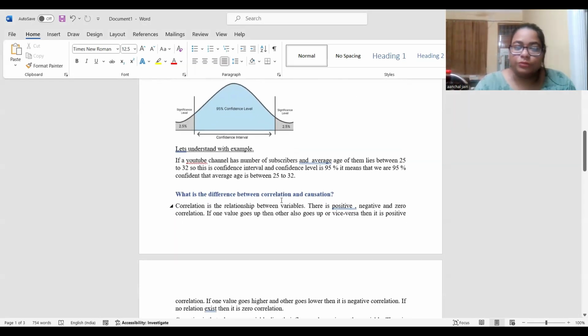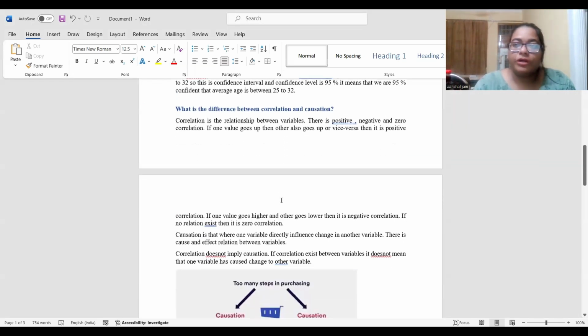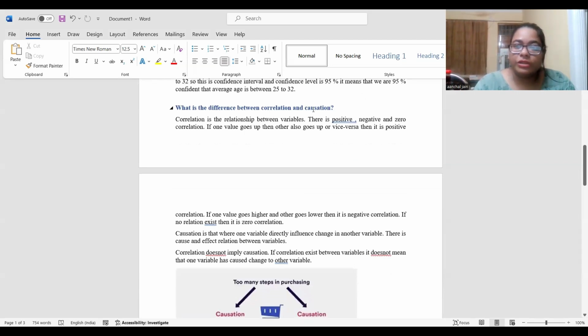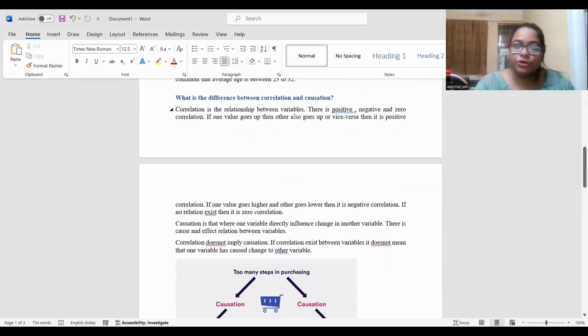Now, let's move into the next question. What is difference between correlation and causation? So these are two different terms. So correlation means the relationship between the variables. So there can be positive relation, there can be negative relation, or there can be a zero relation.